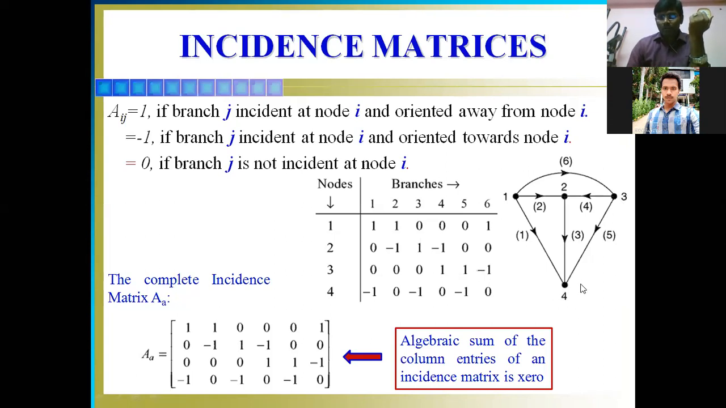Now come to node 4. For node 4, the first element, third element, and 5th element, these 3 elements are connected. But for these 3 elements, the current is flowing towards the node. The current is entering into node 4 only. So for these 3 branch elements, the value should be -1. So for 1, it is -1. For 3, it is -1. For 5, it is -1. Remaining all are 0.